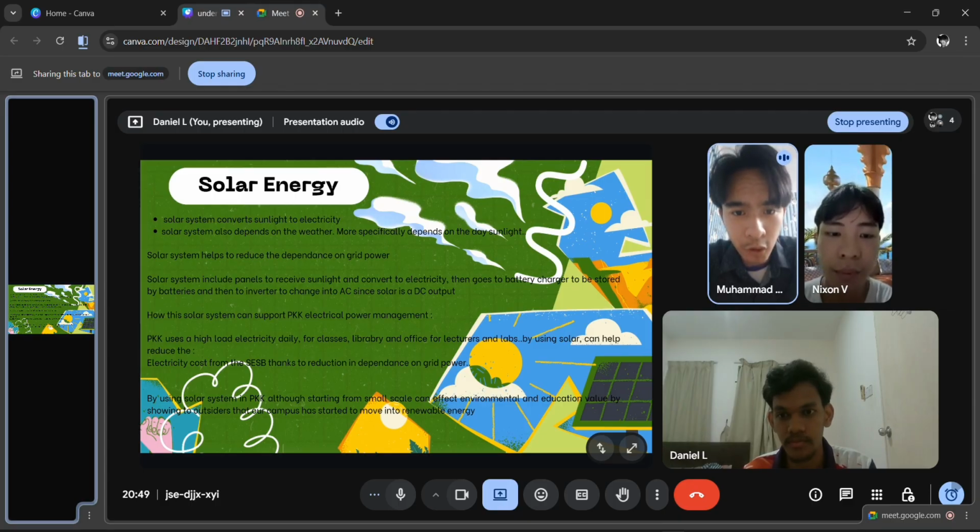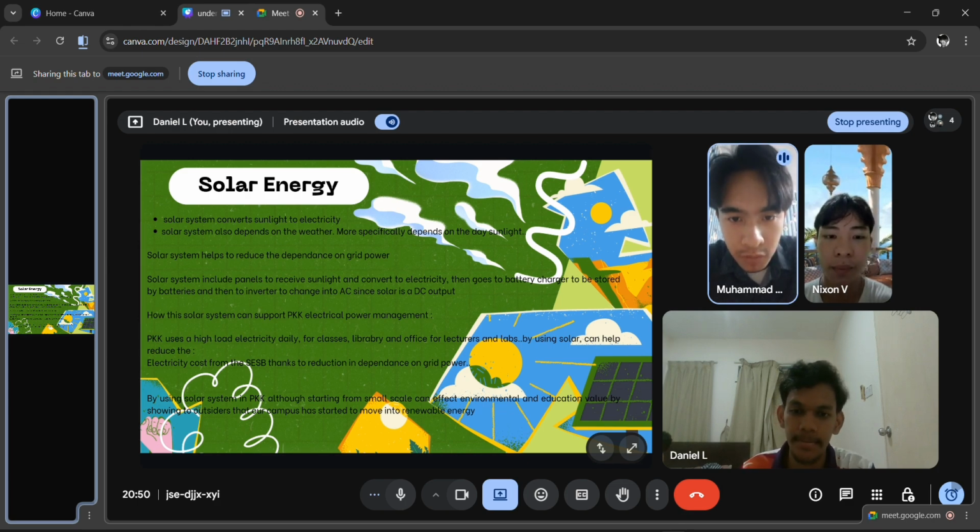How can the solar system support PKK electrical power management? PKK uses a high electricity load daily for classes, library, and office for lectures and labs. By using solar, we can help reduce the electricity cost from SESB thanks to the reduction in dependence on grid power. Although starting from small scale, a solar system in PKK can affect environmental and education value by showing outsiders that our campus has started to move into renewable energy.